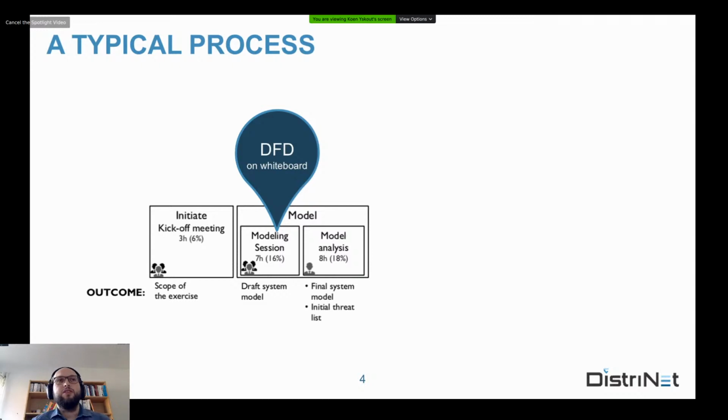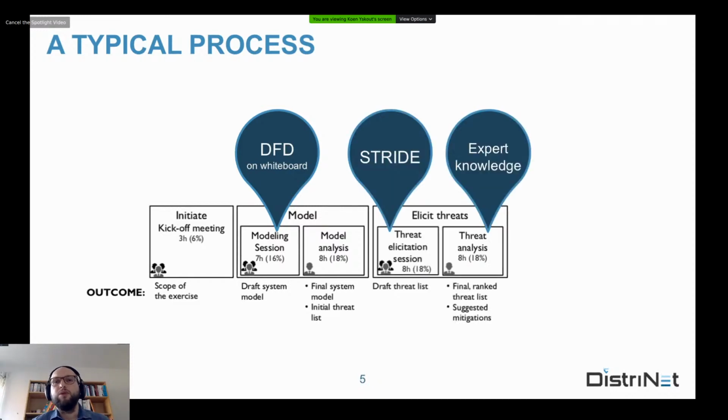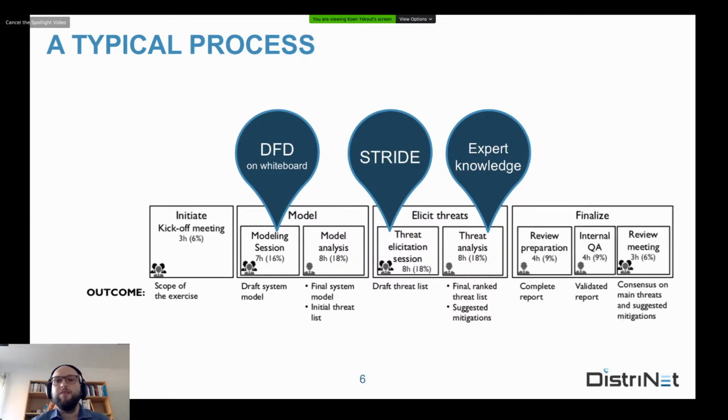First, they have a kickoff meeting, and then there's a modeling session where people work together in a room to create an overview of the system on a whiteboard. This can be very chaotic, and an analyst will spend some time to consolidate and finalize the results. Then in a follow-up session, the actual model of the system is used to find security threats using techniques such as STRIDE. And again, an expert needs to consolidate the elicited threats, rank them, and propose some mitigations. And here, the knowledge of the expert is really crucial.